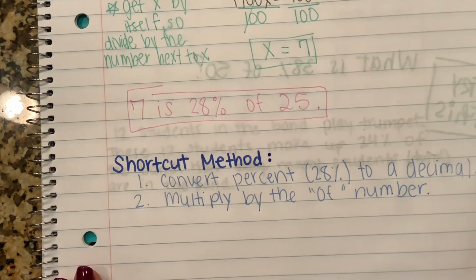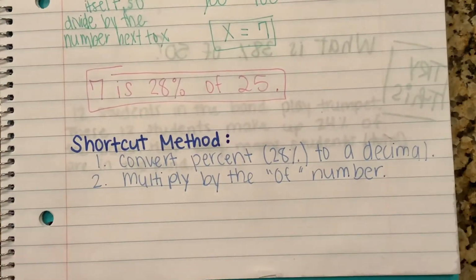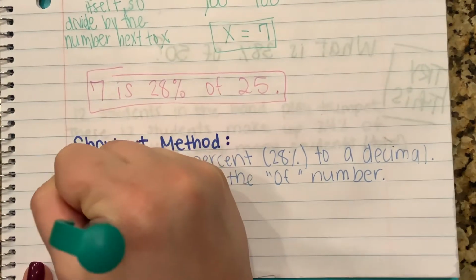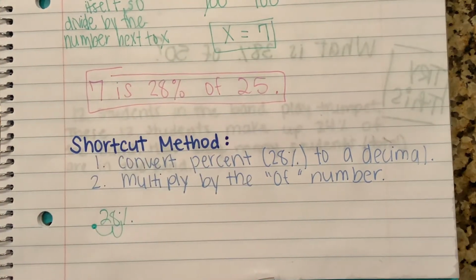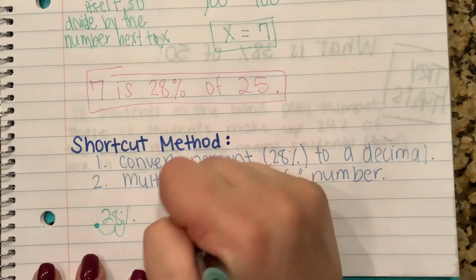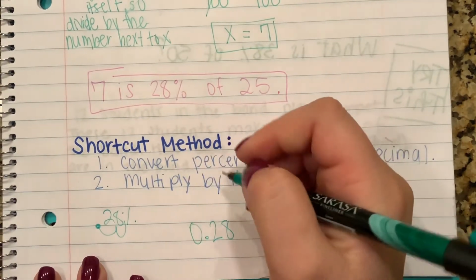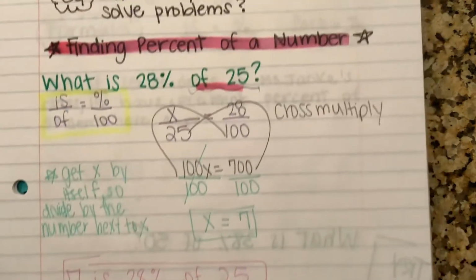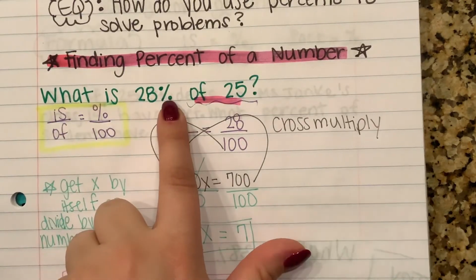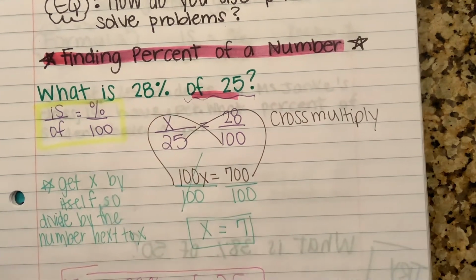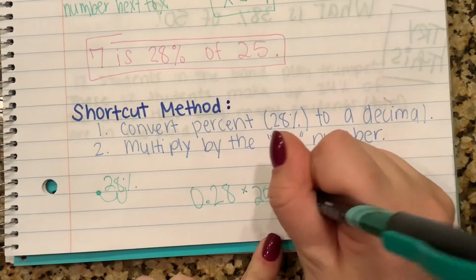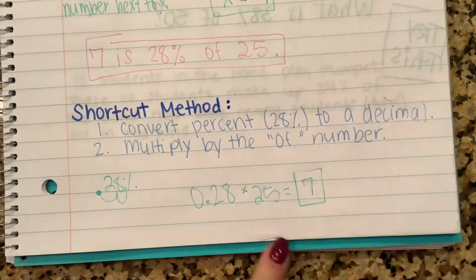Okay, so doing this, I'm going to convert my 28% to a decimal. So in order to do that, I take my 28% and I move my decimal 2 places to the left. That we already learned. So now I have 0.28. I'm going to multiply that by my of number in my problem up top. What is 28% of 25? So at the bottom, multiplying by 25. I'm going to put that in my calculator and I'm going to get 7.